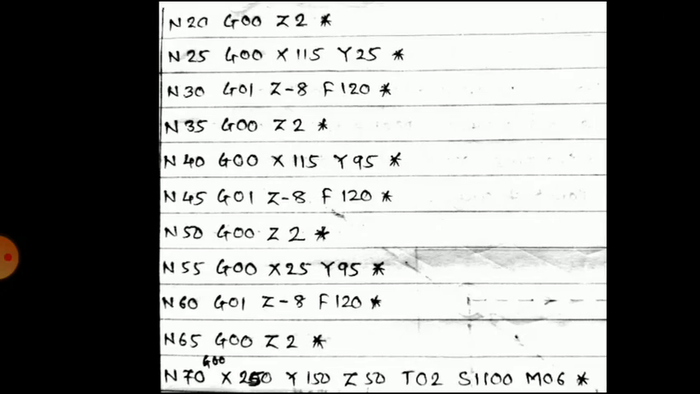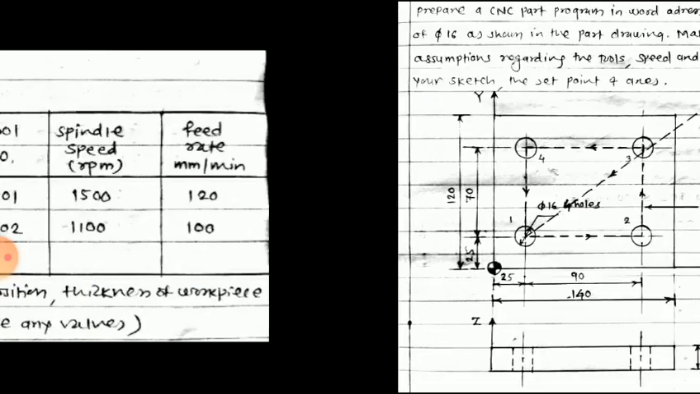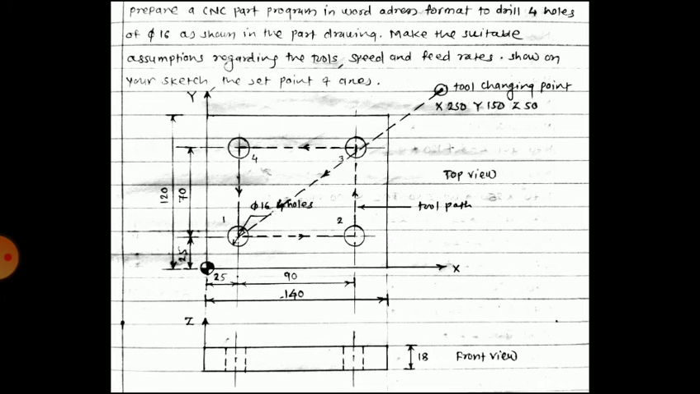It is the same procedure for hole number 3. N115 G00 Z2. Take the tool back to the original position. N120 G00 X25 Y95 and N125 G01 Z minus 26 F100. That is the same procedure that is used for hole number 4.